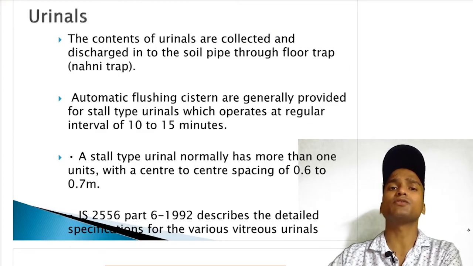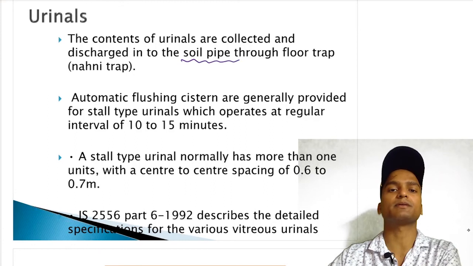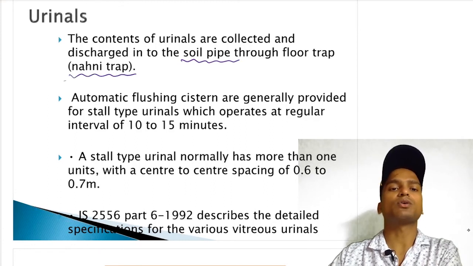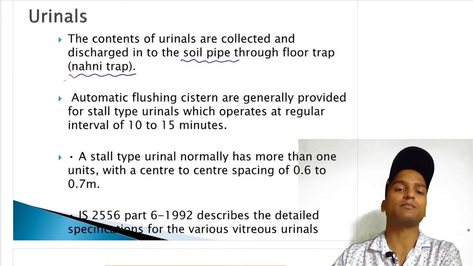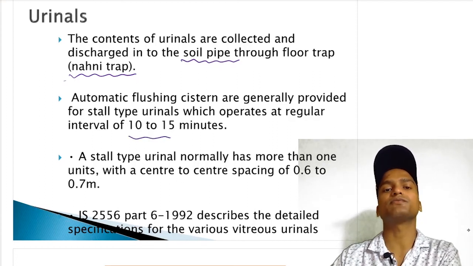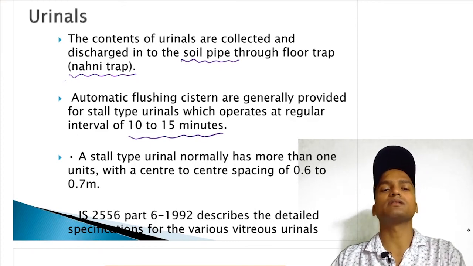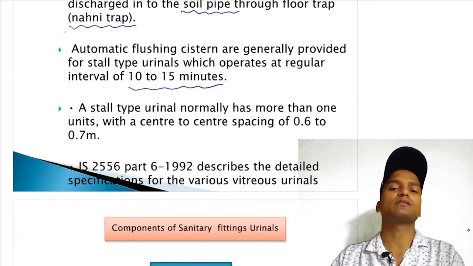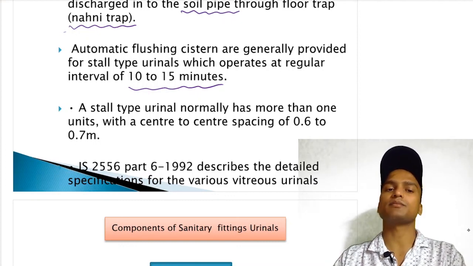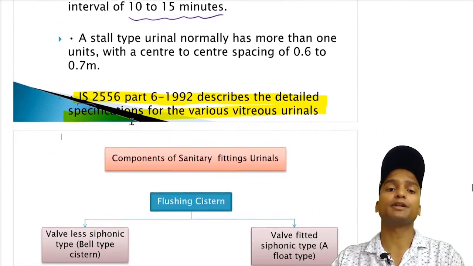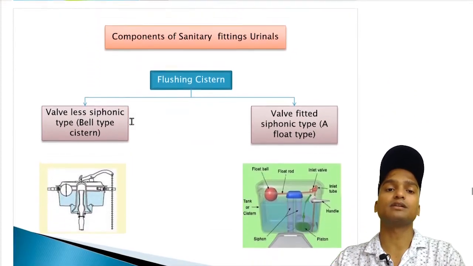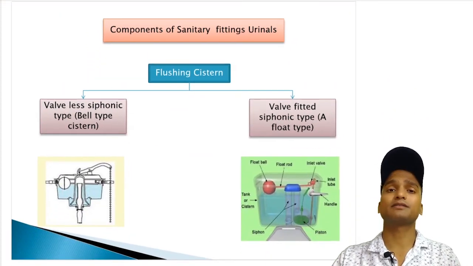The contents of urinals are collected and discharged into the soil pipe, not the waste pipe, through the floor trap. Automatic flushing cisterns are generally provided for stall type urinals, which operate at regular intervals of 10 to 15 minutes. The stall type urinal normally has more than one unit with a center to center spacing of 0.6 to 0.7 meter.